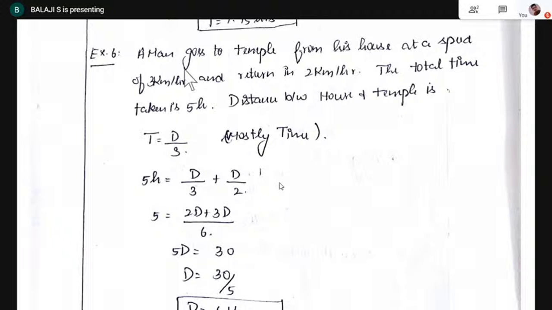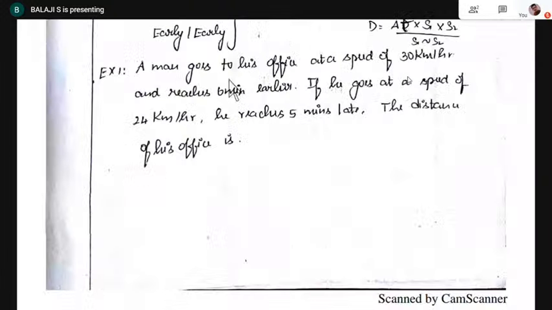Before looking into the problem, we shall first read the question. A man goes to his office at a speed of 30 km per hour and reaches 6 minutes earlier. But if he goes at a speed of 24 km per hour, he reaches 5 minutes late. The distance of his office is?